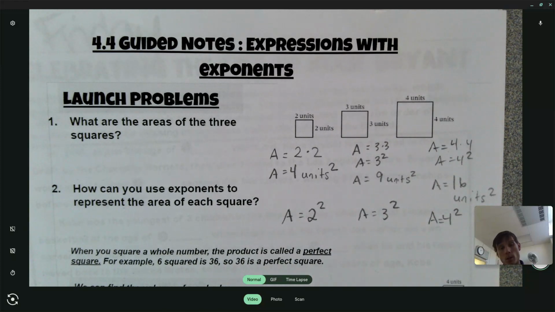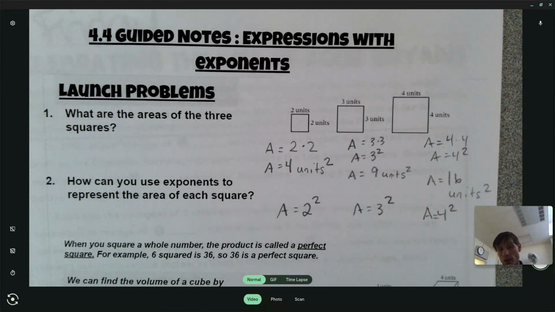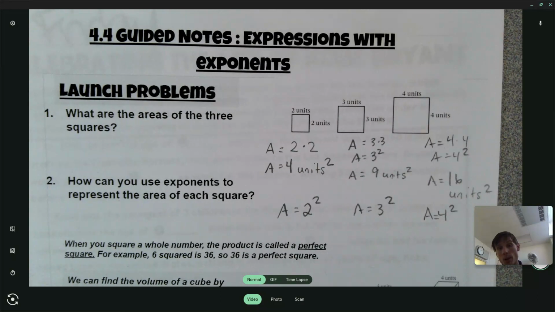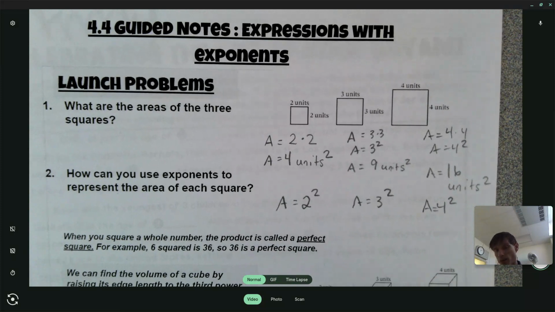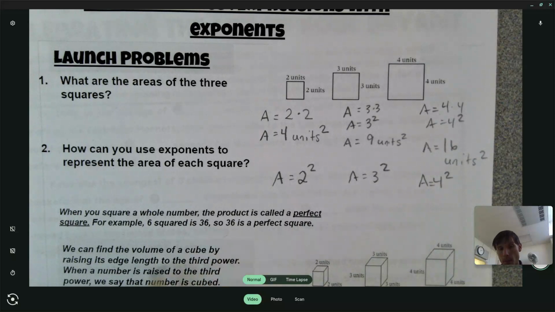Lastly, it says when you square a whole number, the product is called a perfect square. So for example, 6 squared is 36. So 36 is a perfect square. It's good to memorize those perfect squares of all those numbers, starting with up to 10, and then at least up to about 13 or 14 or 15 would be helpful later on as well. But 6 squared is 36.